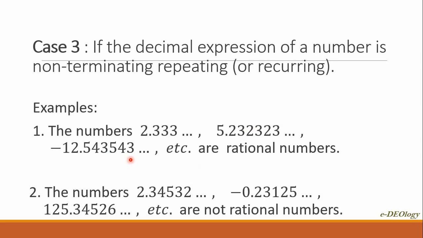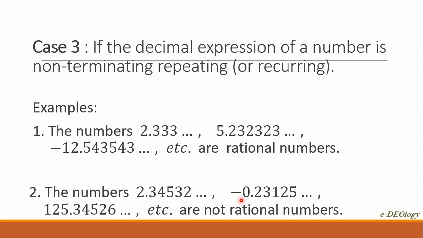How are we going to determine if this is not a rational number? Let's see the example in number 2. The example 2.34532, there are 3 dots that follow. It means this is continuous. But the decimal itself, there is no way that we can see a pattern here, unlike what we have in our example 1. So this is 2.34532 ... There is no pattern of repetition, and this is continuous. It means this example is not a rational number.